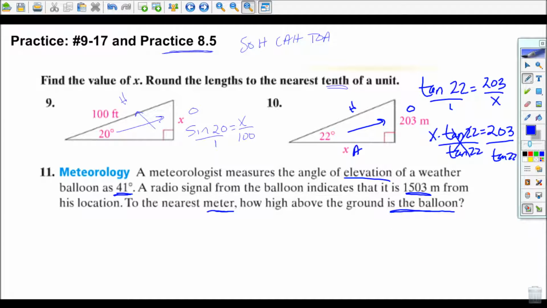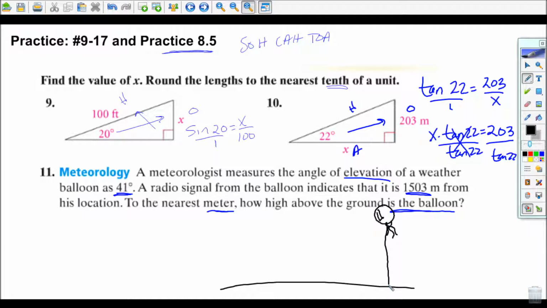So we're going to have a ground because we want to know how high the balloon is from the ground. A weather balloon does not look like a regular balloon, but I'm going to draw it as it is. That's my balloon. Perfect. It's like an octopus, but we'll just go with it. So a meteorologist measures the angle of elevation. So we're going up. So that's 41 degrees. A radio signal of the balloon indicates that it is 1,503 from his location.